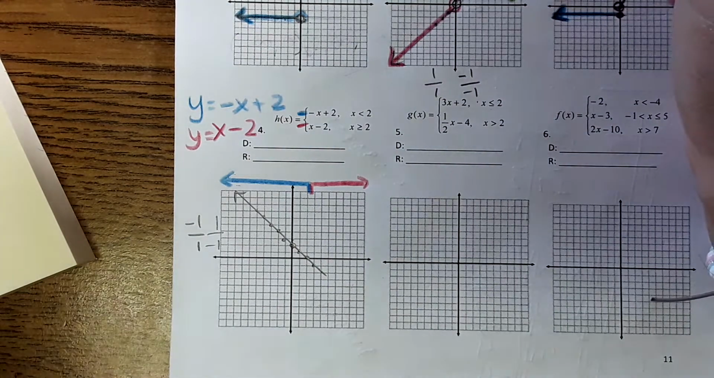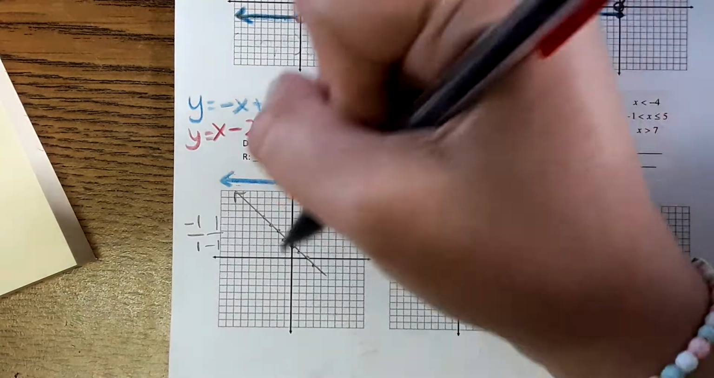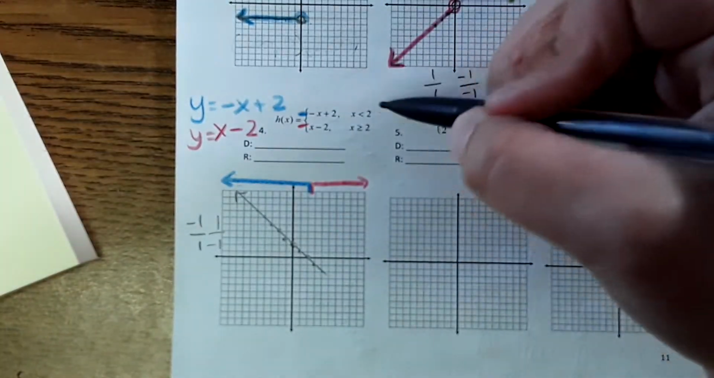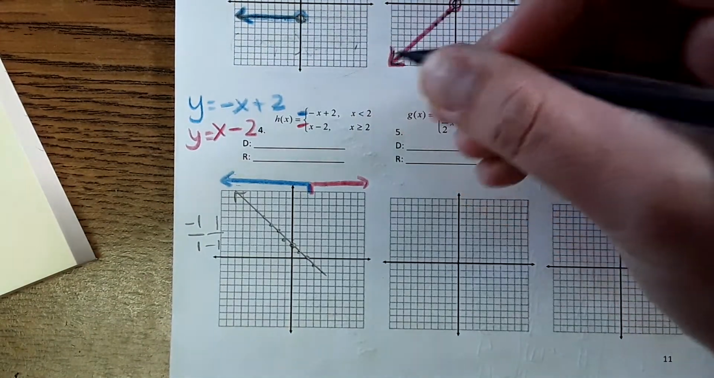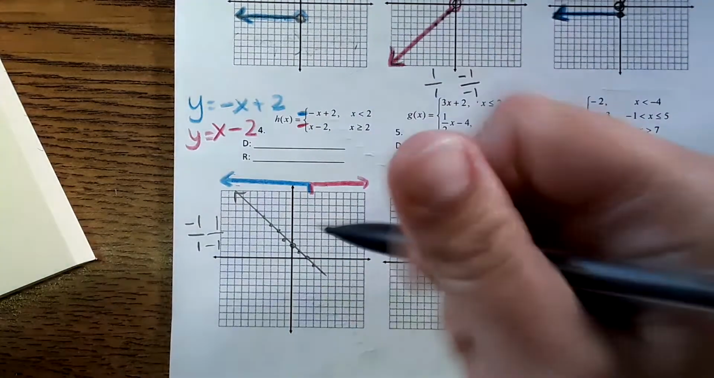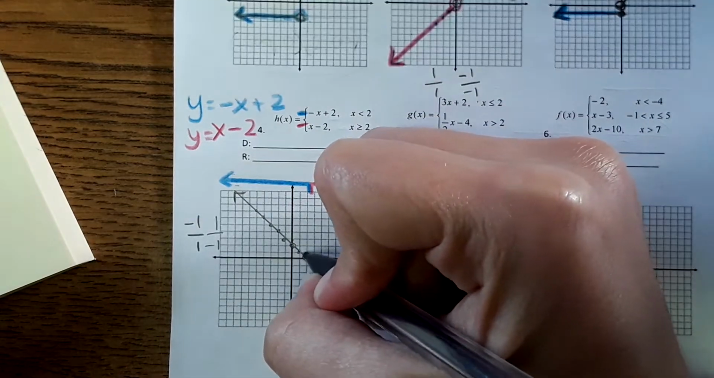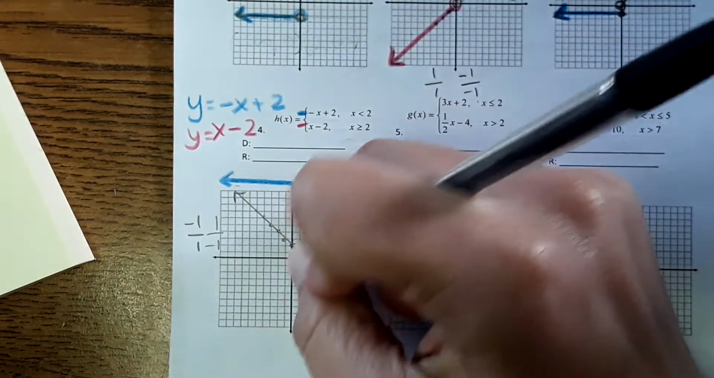So I completely graphed the line, extended it further than I even need. X is less than 2. So I'm going to where x equals 2 and putting an open dot and erasing the rest of the line.